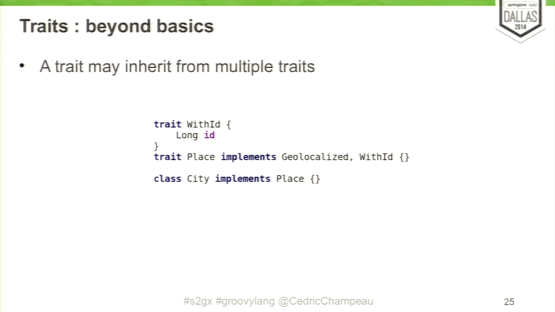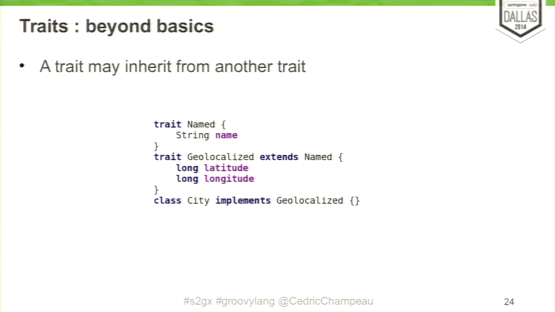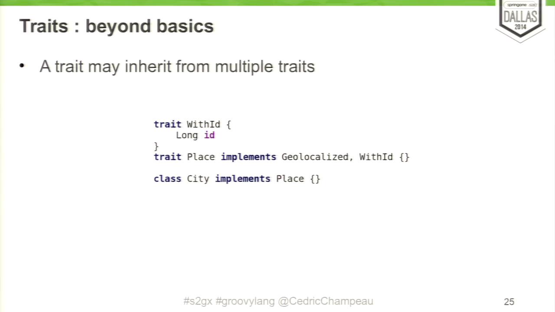So in the first example, I was using the extends keyword. This is my personal preference. If a trait inherits from one trait, I use the extends keyword because I like having extends. But if you have multiple traits, you need to use the implements keyword. This is kind of just a limitation of our grammar, actually. So maybe in the future we'll support both. But just know that if you have multiple traits, you have to use the implements keyword.